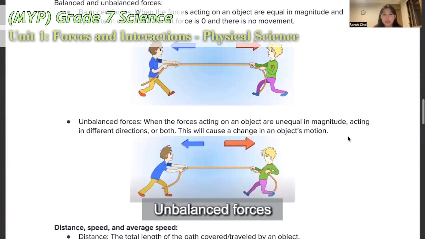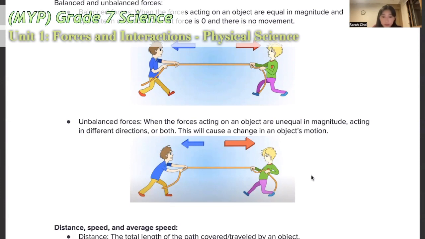Unbalanced force is quite the opposite from balanced forces. It is when the forces acting on an object are unequal in magnitude, acting in different directions, or both. This will cause a change in an object's motion. So now the person on the right is pulling with more strength and more force. So the rope is entitled to move towards the right.